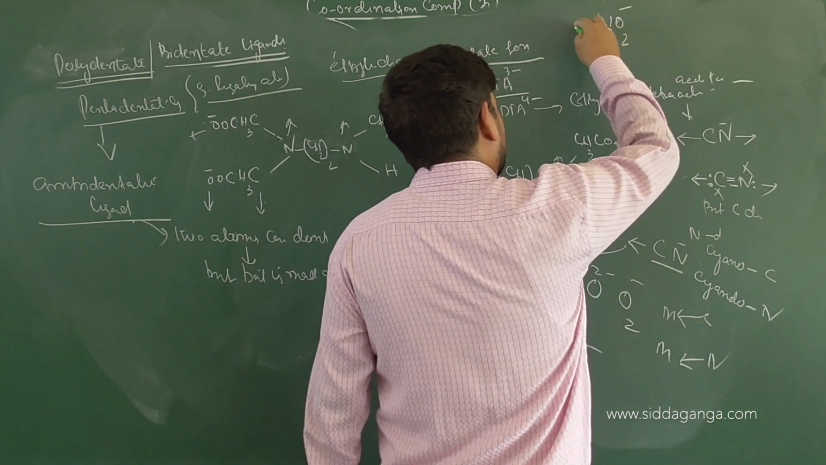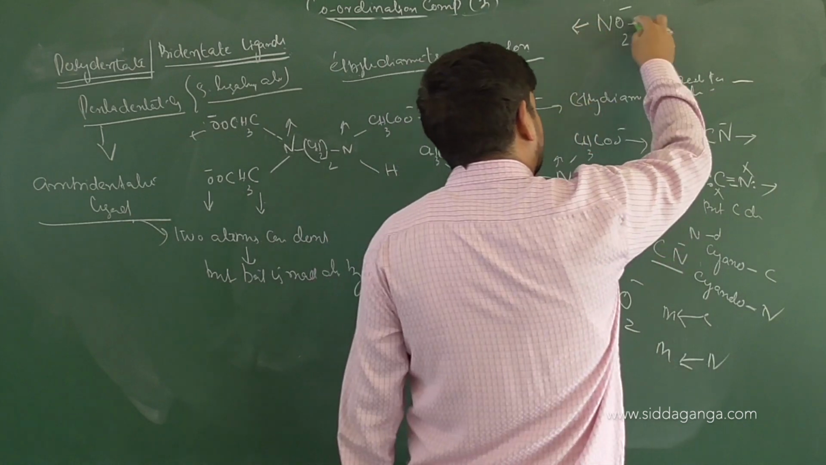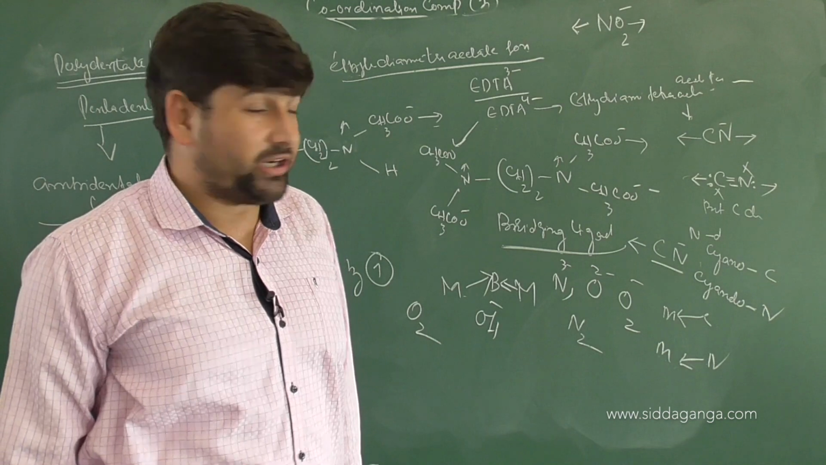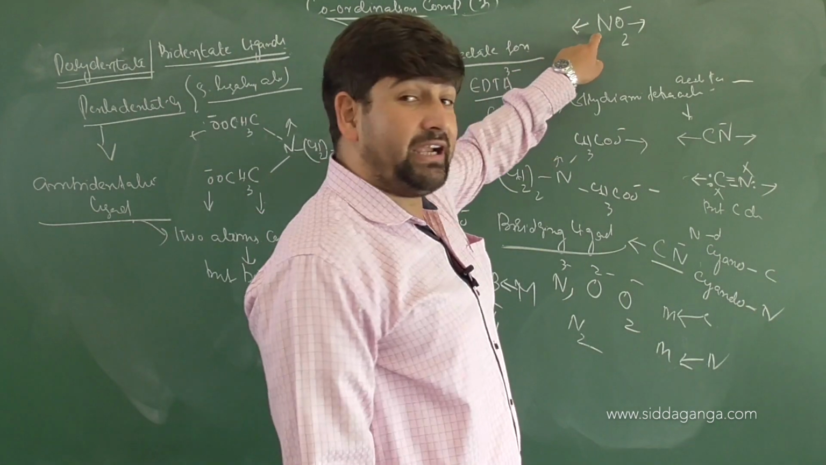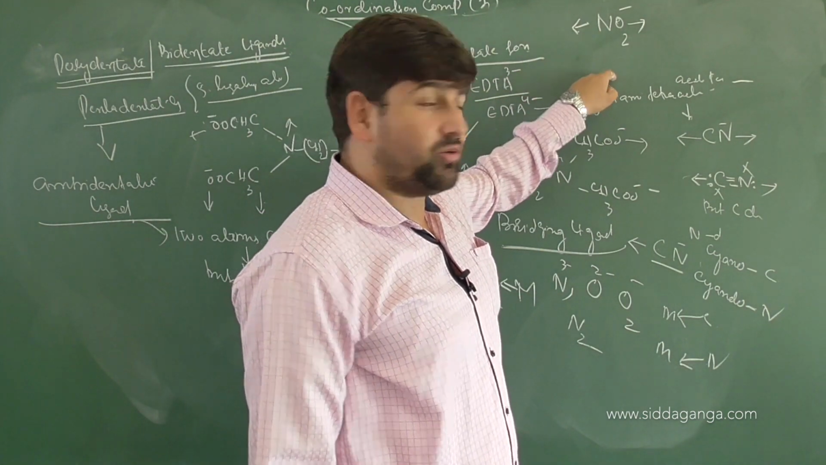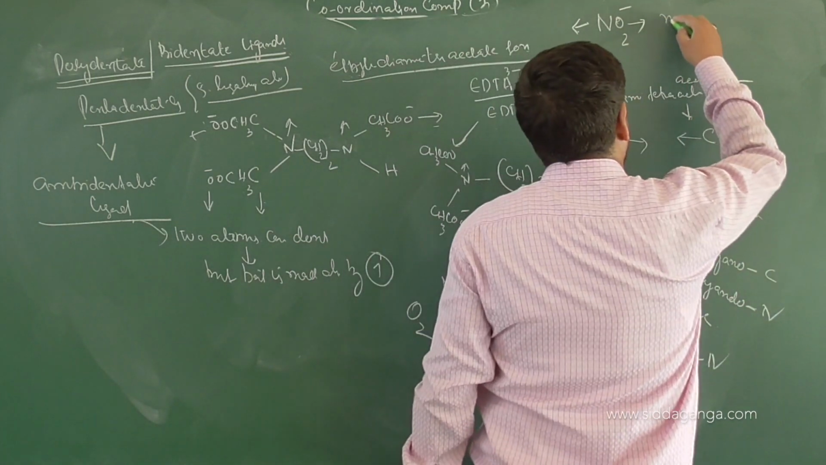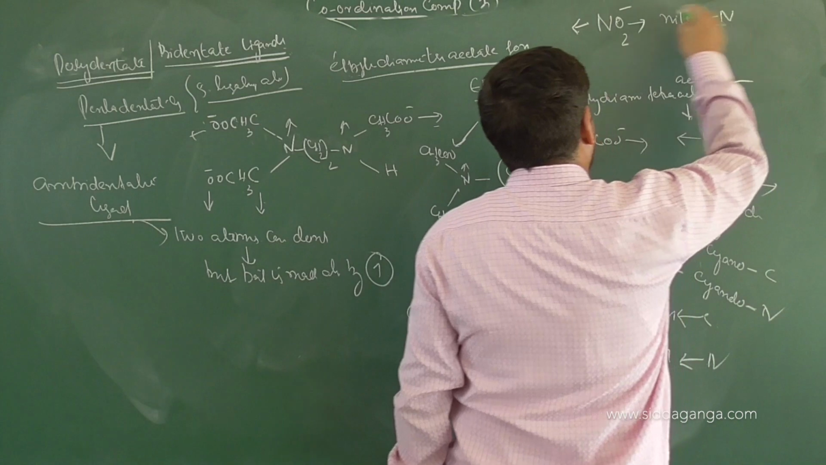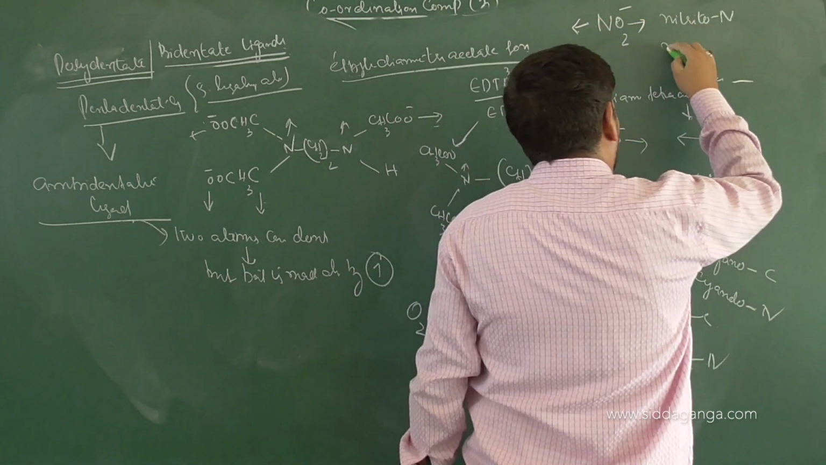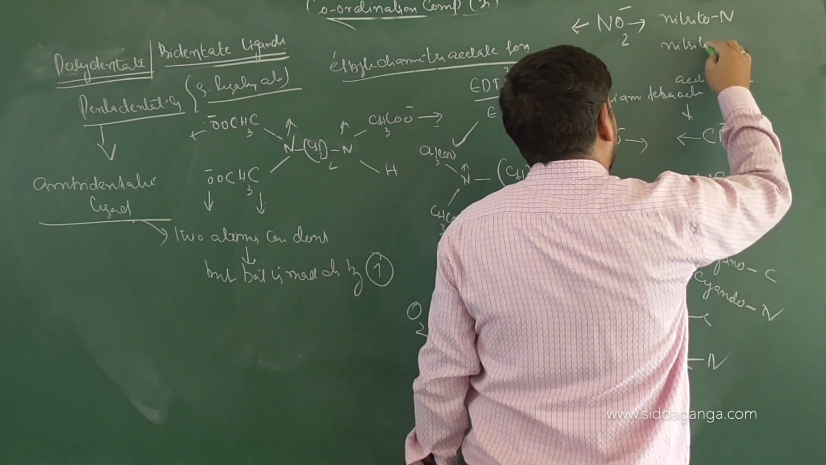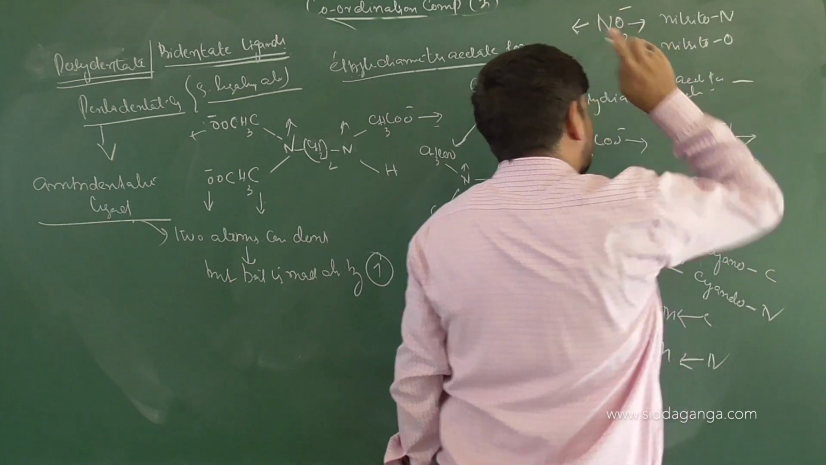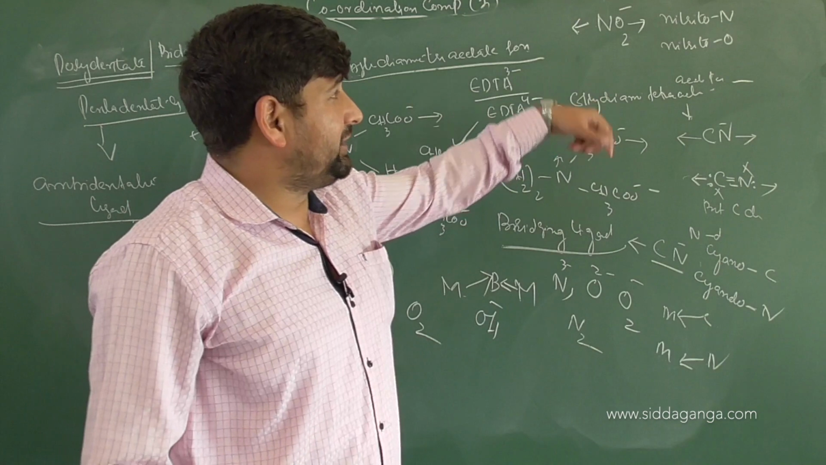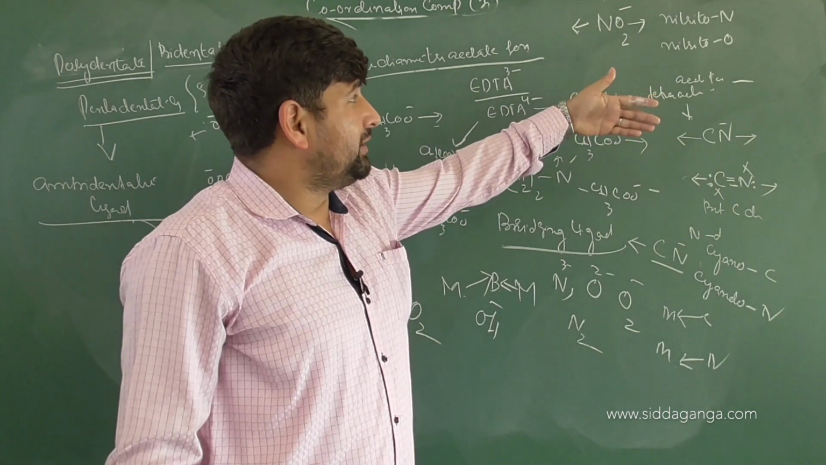Similarly, we have a ligand called NO2 minus. It can donate from nitrogen or it can donate from oxygen. So we can call it simply nitro, isonitro, or nitrito-N when the linkage is from nitrogen, or nitrito-O when the linkage is from oxygen. So this is how in nomenclature we will deal with different names and linkage isomerism.